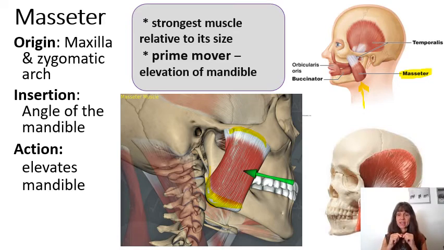So when I close my jaw, that's elevation of the mandible. You can also, if you put your hands on your cheeks, just underneath the zygomatic arch, and clench your teeth, you can feel the masseter muscle. I'm going to disappear for a second. And here we have a model with the masseter muscle. This is a prime mover, and again, its action is to elevate the mandible.